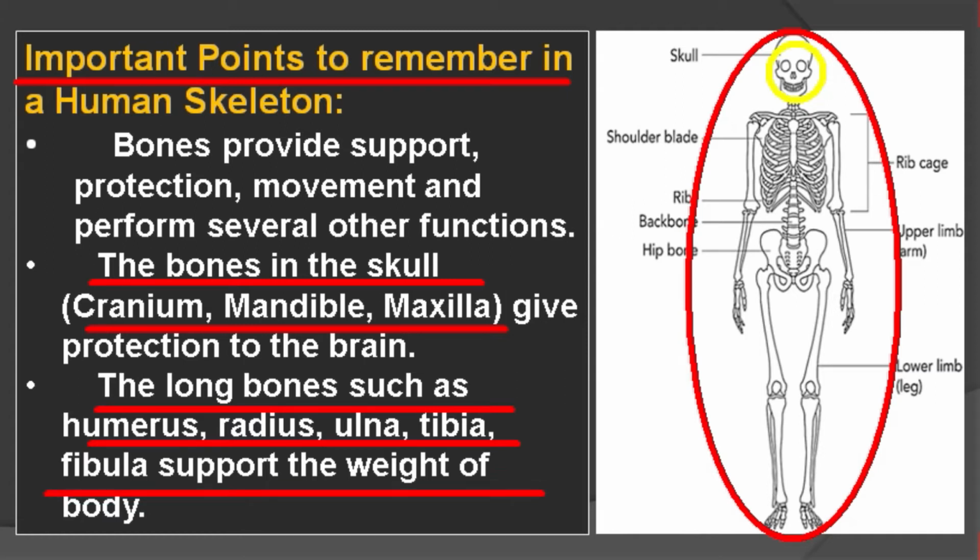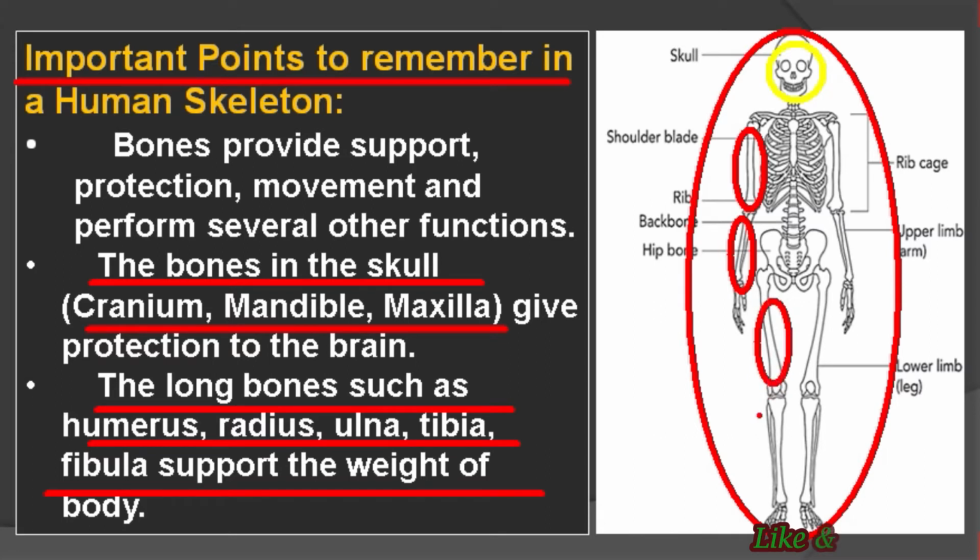Now students, do you know what are humerus, radius, ulna, tibia, fibula? Students, these are the scientific names of the bones that are present in our limbs. Students, the bone in our upper arm is known as humerus. Similarly, there are two bones present in our lower arm, that are radius and ulna. In the same way, students, there is a long bone present in our thigh, that is known as femur.